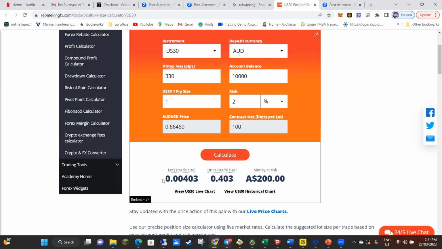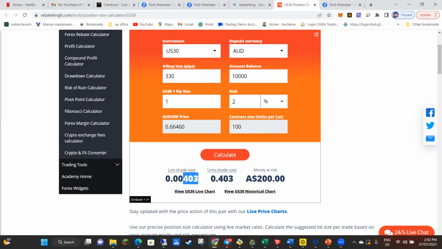Now, you need to listen to this part because it's telling us 0.00403. We can only go to 2 decimal places though. Okay, the smallest lot size we can enter is 0.01. Okay, so 0.01 is about 2.5 times larger than 0.004 is. Okay, so we can't keep the risk as low as this.